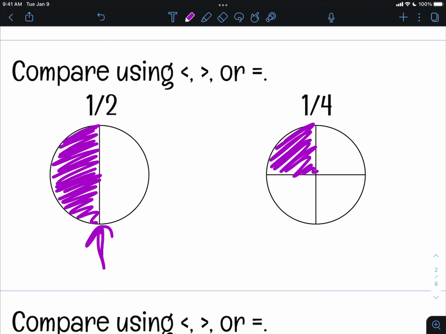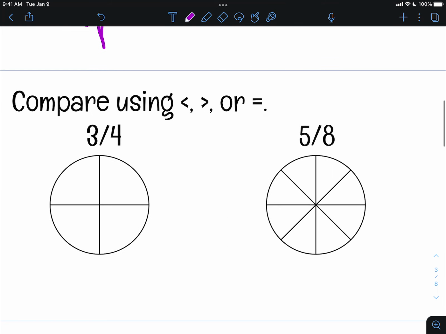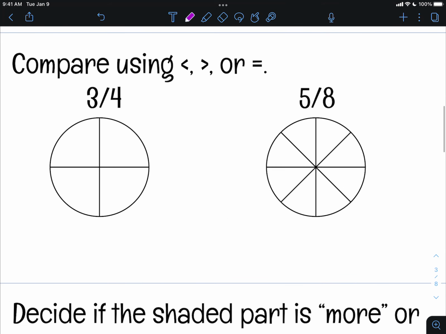So let's say each of these is a cucumber. I'm going to prefer to eat 1/2 of a cucumber. Num, num, num. All right. Now let's say I have 3/4 of a cucumber and 5/8 of a cucumber.